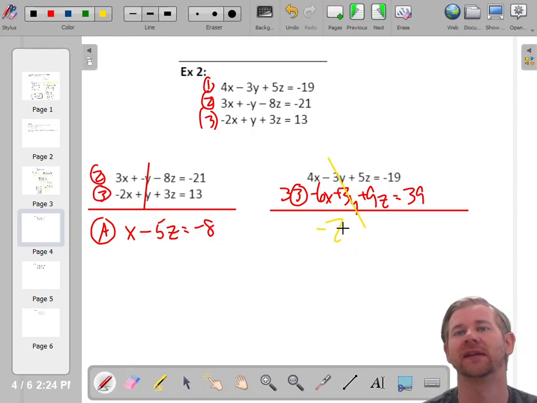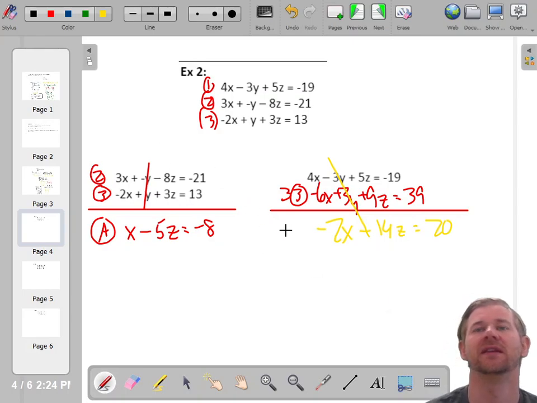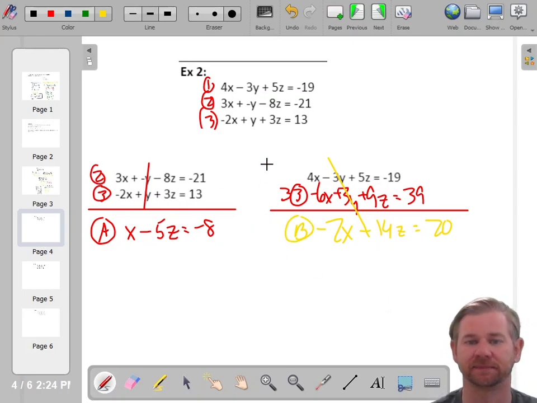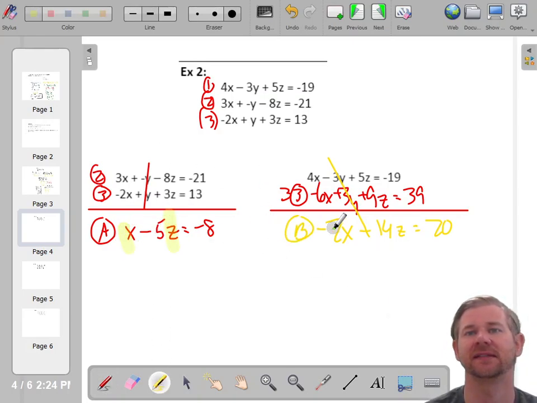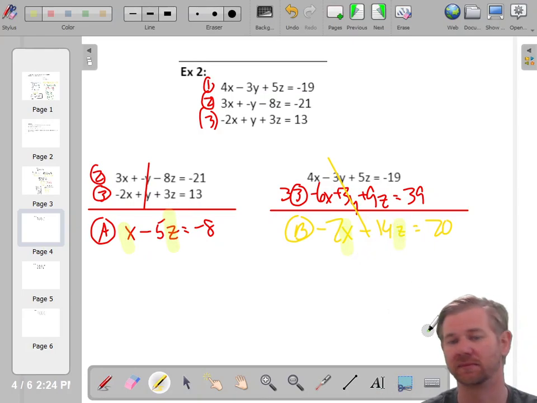Negative 6 and 4 make negative 2x. 9 plus 5 is 14z. And 39 minus 19 is 20. This will be called line B. Notice I have x, z, x, z, a two variable system. Let's go. What can I get rid of? Let's see. X is 1 and 2.